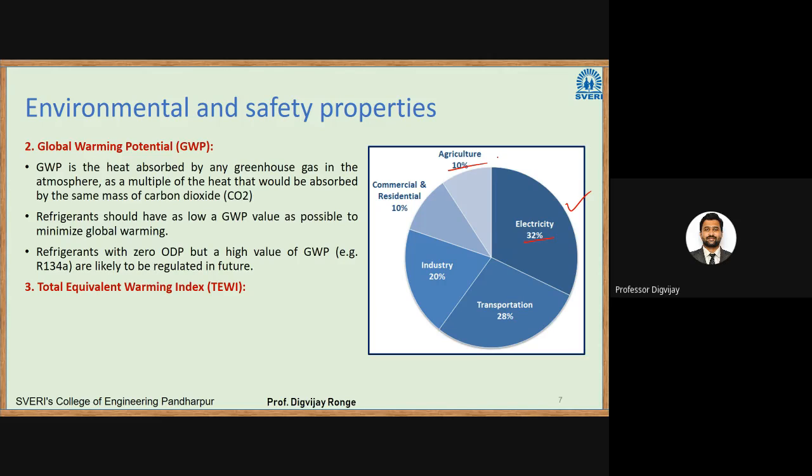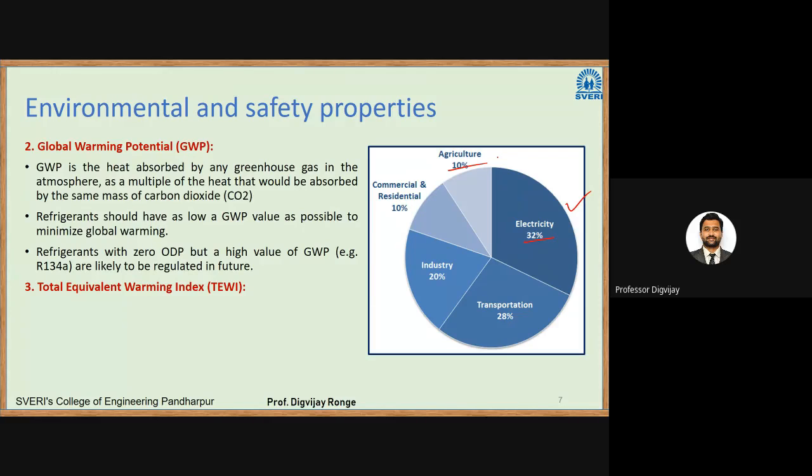Then next we saw the total equivalent warming index, that is TEWI. TEWI is very important for refrigerants. Why is it important? Because it not only accounts for the direct damage caused by the refrigerant. Direct damage means when there is a leakage of refrigerant from the refrigeration industry or the air conditioning system. It can directly cause global warming because it is directly emitted into the atmosphere. So that is the direct damage.